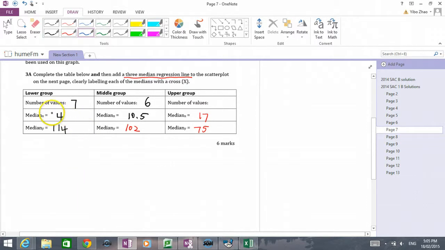This table gives me 3 median points. Point 1 will be 4, 114, because the median x and the median y gave me this value. The middle group gave me this point, 10.5 and 102. And the upper group gave me this coordinate, 17 and 75. These are three very important coordinates.